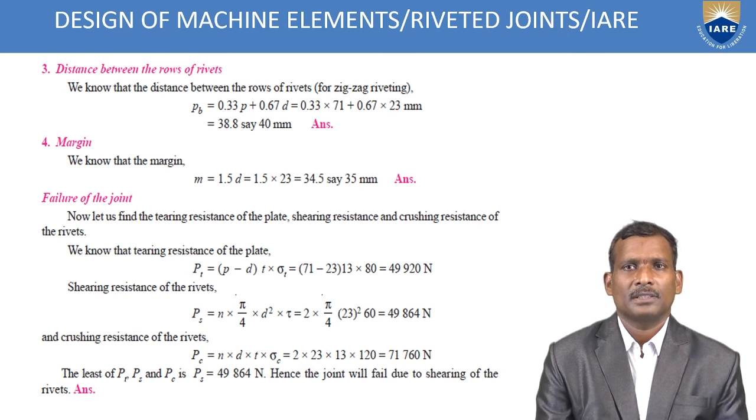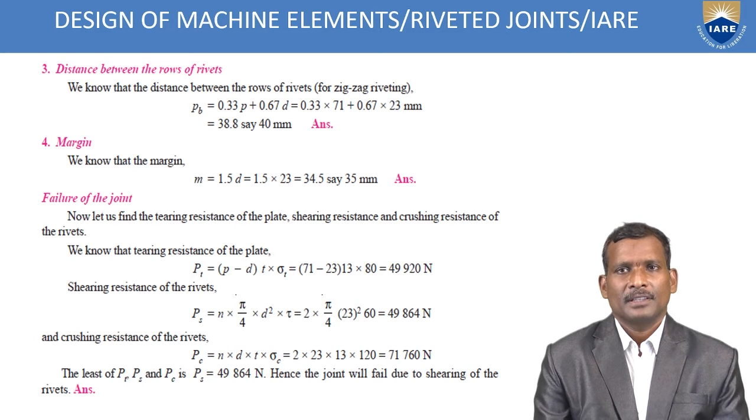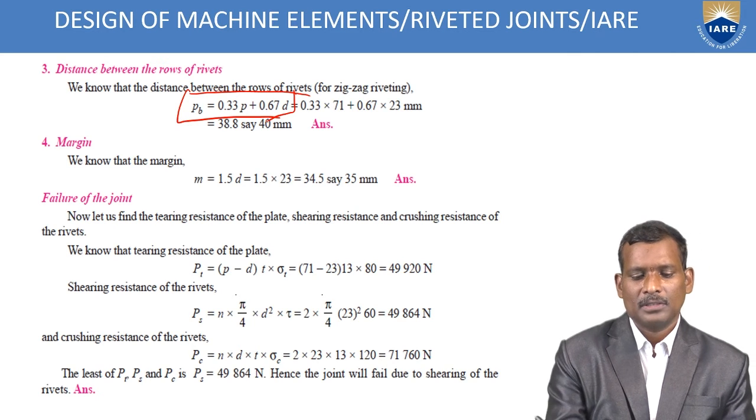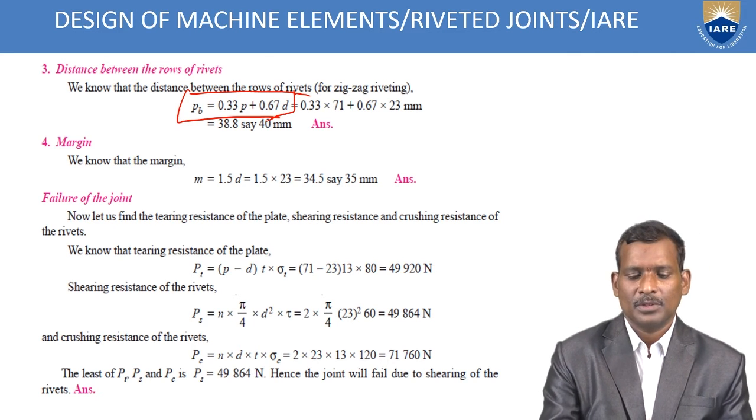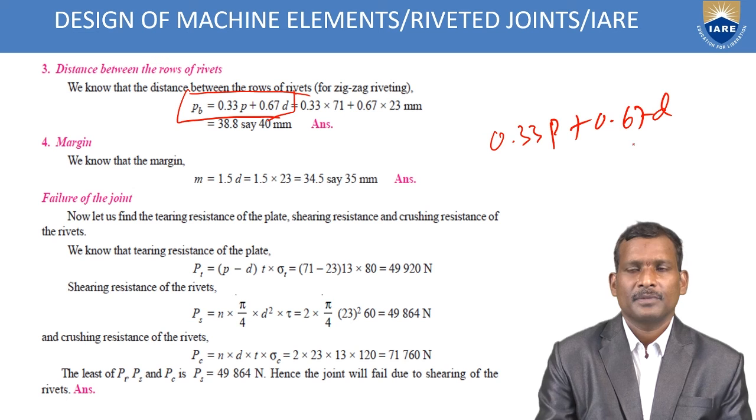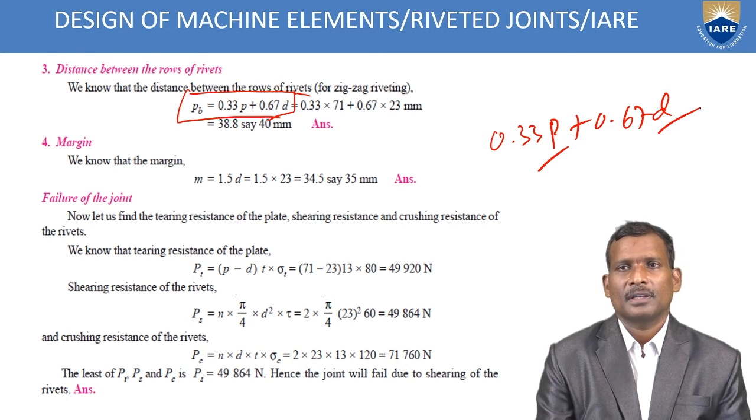What is the distance between the rows of rivets for zigzag riveting? For zigzag riveting, the empirical relation is 0.33 times the pitch plus 0.67 times D. Pitch is already calculated, and D is also calculated. So substitute these two values, and you will get the distance between the rows of rivets.